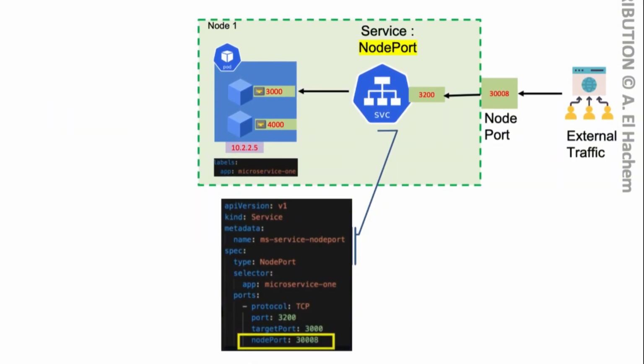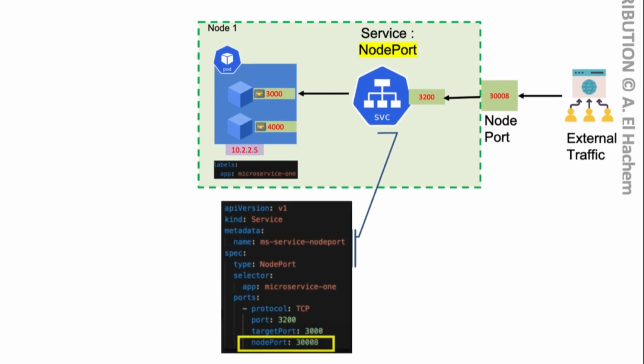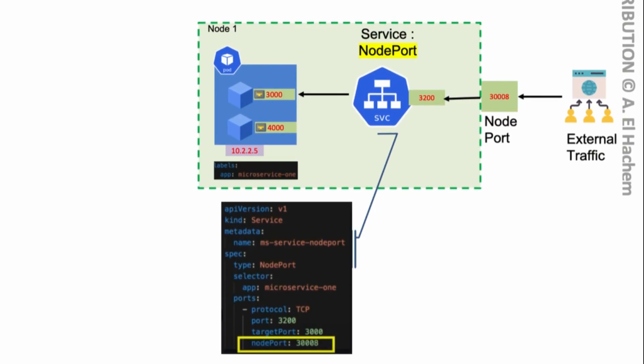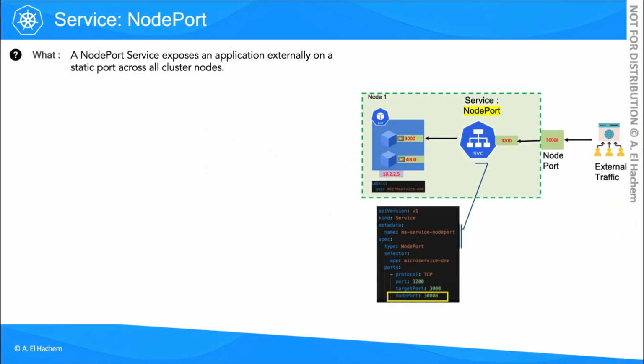External requests to node IP:30008 are forwarded by the service to its internal port, 3200, and then sent to the target pod's port 3000. The service uses a selector, app: microservice1, to route traffic only to the pods with matching labels, ensuring correct targeting. Unlike ClusterIP, NodePort makes the service reachable from outside the cluster using the node's IP address and the assigned node port.